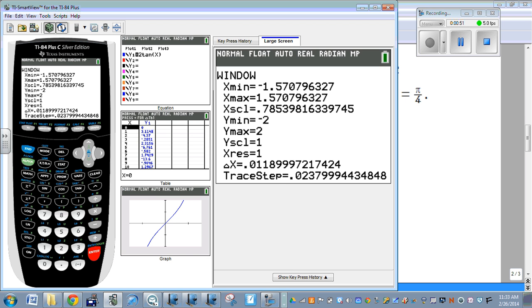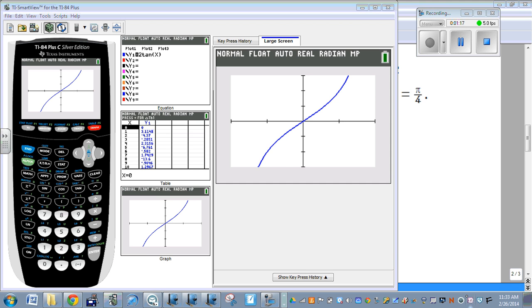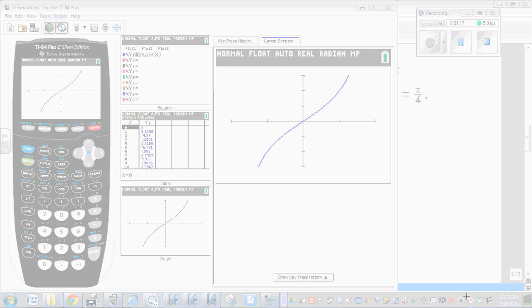I'm just going to go ahead and leave those as they are. Maybe make it a little bit bigger so I can see down here. I'm going to make it from negative 3 to 3. Let me take a look at our graph here. And here's our pi over 4. Remember, we went from negative pi over 2 to pi over 2. So I'm going to take a little snipping of that.